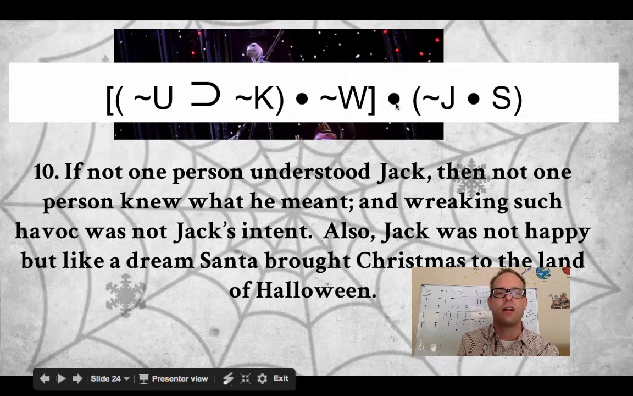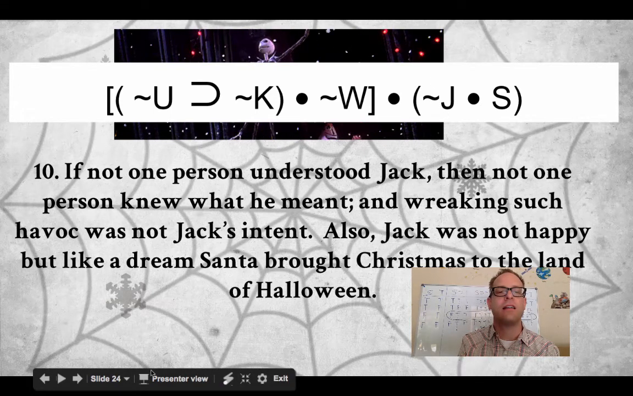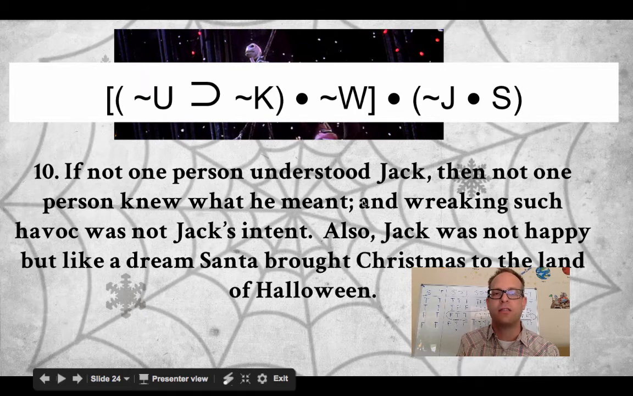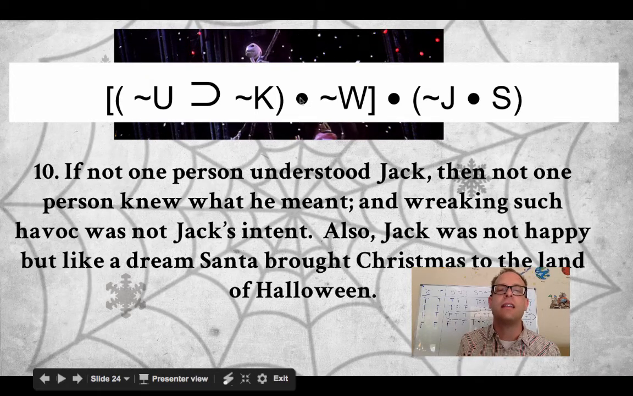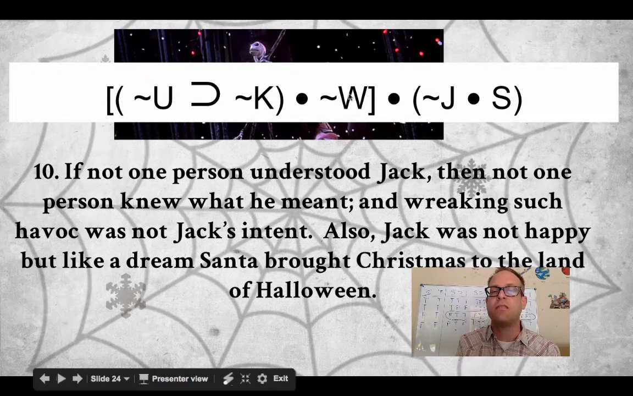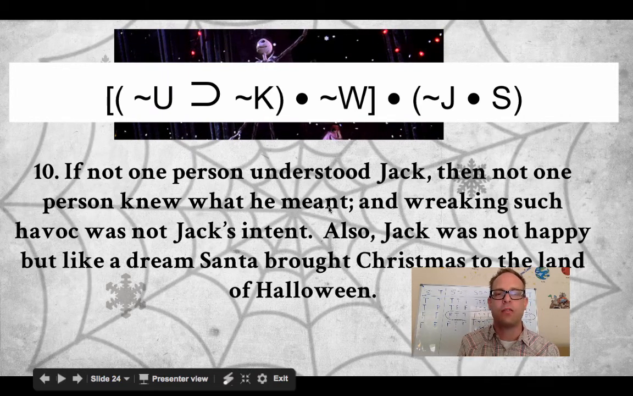Also, so this is our next comma here, Jack was not happy, so not J, but, that's the dot, like a dream, Santa brought Christmas to the land of Halloween. S. So this is what it looks like. This whole sentence is a big, huge conjunct. And it's a conjunct which consists of this statement over here, which is itself a conjunct, and this big, huge conjunct right here, which consists of a negated individual statement and a conditional. And that's where this part is right here in the beginning.